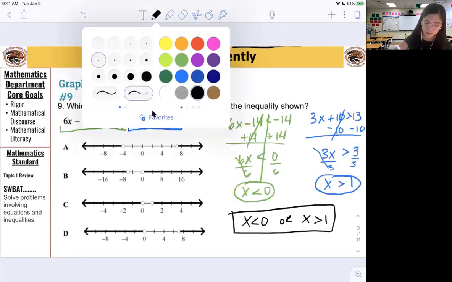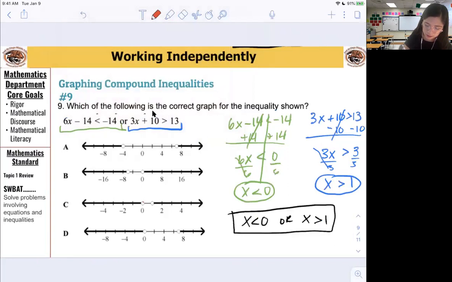And if I notice answer choice C, I have an open circle on the 0 pointing to the left. So that's my x is less than 0. And I have an open circle on the 1 pointing to the right. That's my x is greater than 1. So there you go. That's your answer. Number 9 is C.